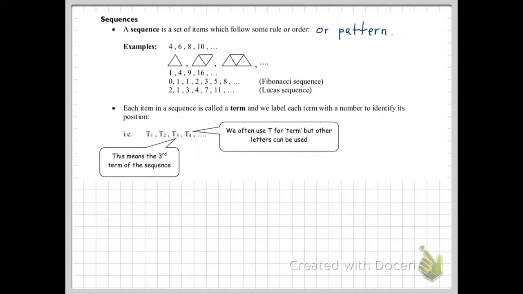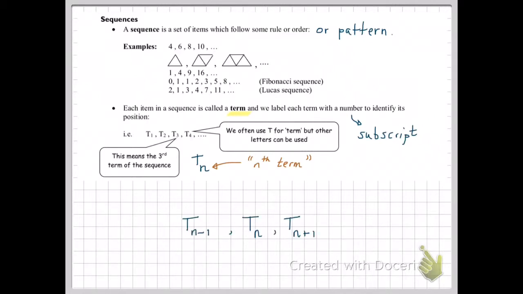the course. Each item in a sequence is called a term, and we label each term with a number to identify its position. Realize that the number is a subscript. Make sure you write it as a smaller number just below the line. And in general, any position of a term is known as the nth term. Think of n as an index number which identifies the position of the term within the sequence.